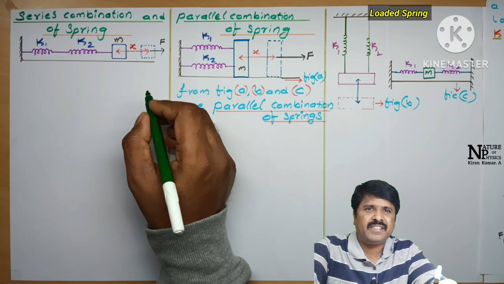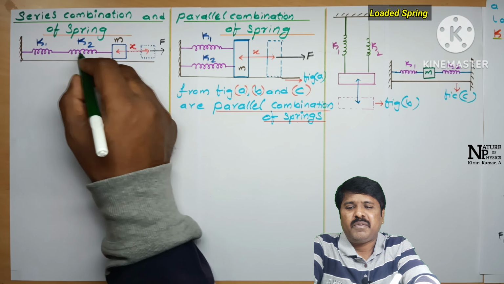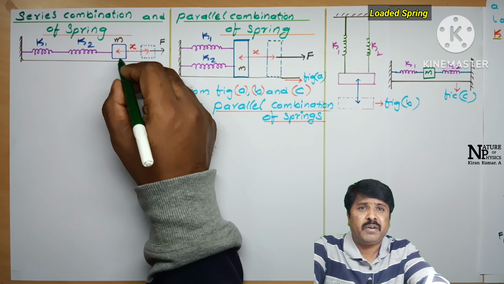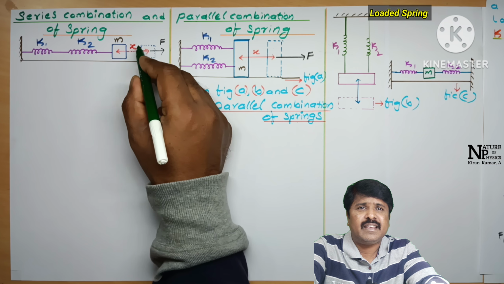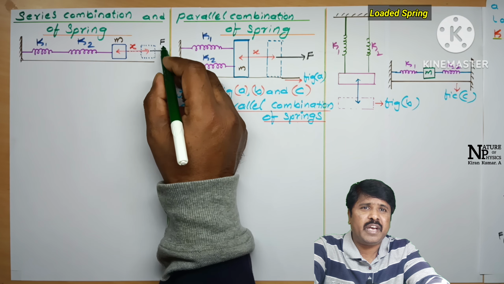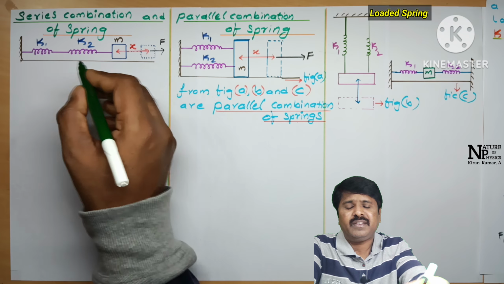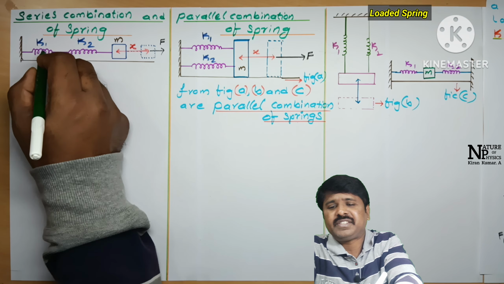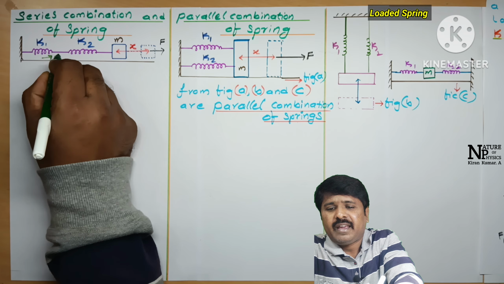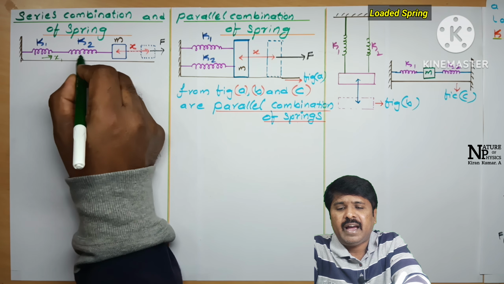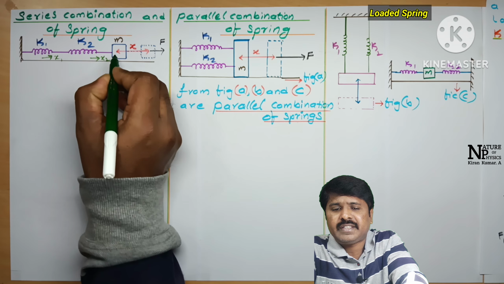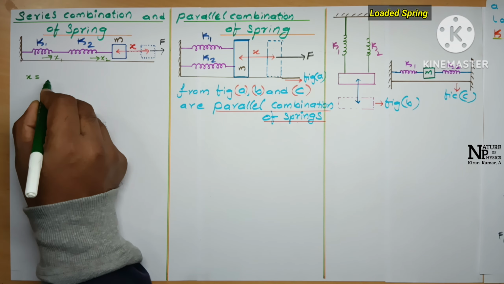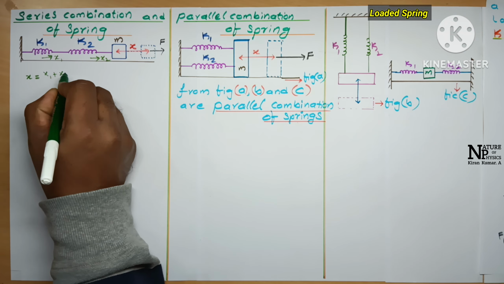For the series combination of springs, two springs K1 and K2 are connected in series with a mass m, and x is the elongation in the spring due to the applied force F. Okay student, so here I am going to write the first derivation for the series combination. This spring is elongated by x1 and this spring is elongated by x2, the total elongation is x, so x is equal to x1 plus x2.